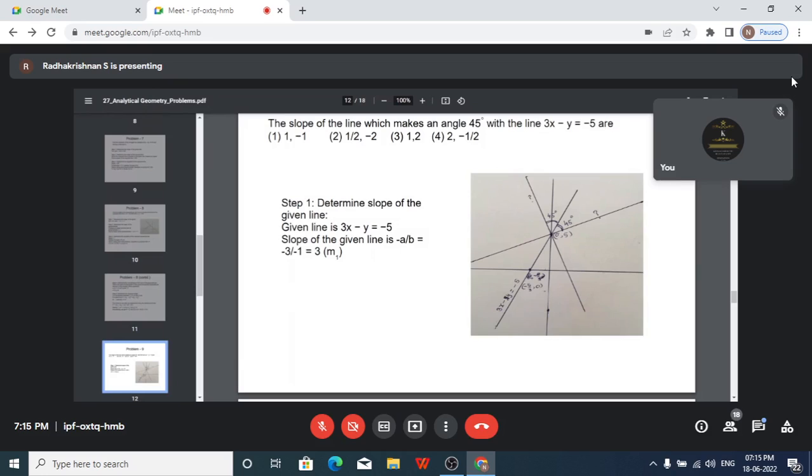It's the next page. Determine the slope of the given line. Since the given line is 3x minus y equal to minus 5, the slope of the given line is minus a by b, which is minus 3 by minus 1, or 3. So that is your m1.